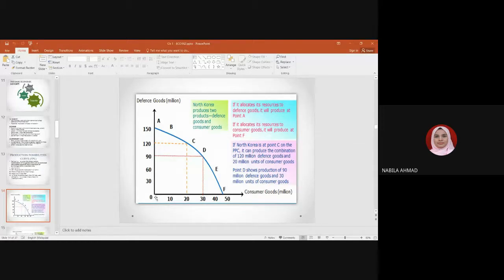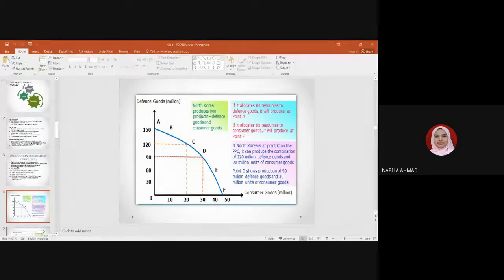Contohnya, kalau dia nak produce daripada 0 ke 20 consumer good, dia akan kurangkan defense goods berapa? 150 to 120. So berapa yang dia kurangkan? Dia terpaksa kurangkan 30. So 30 itulah opportunity cost. Right? 30 itulah opportunity cost. So to produce more consumer good, another 10 consumer good, kurangkan lagi defense good kepada 90 million. So berapa yang dia lepaskan di sini? 30. Okay. So this is how we explain for PPC.